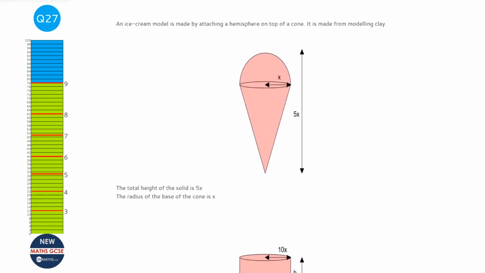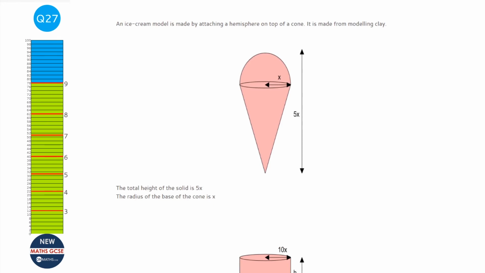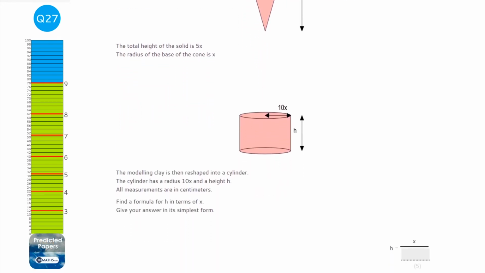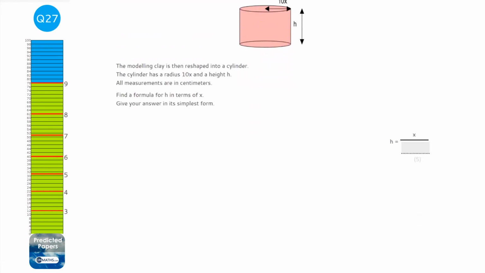Okay, so this doesn't seem like the easiest question, because there's 3 shapes going on. There's no numbers in it at all, and we're asked to find a formula. So the first place I'd start is working out, well, first of all, what are the formulas we'll need? Well, let's have a look.